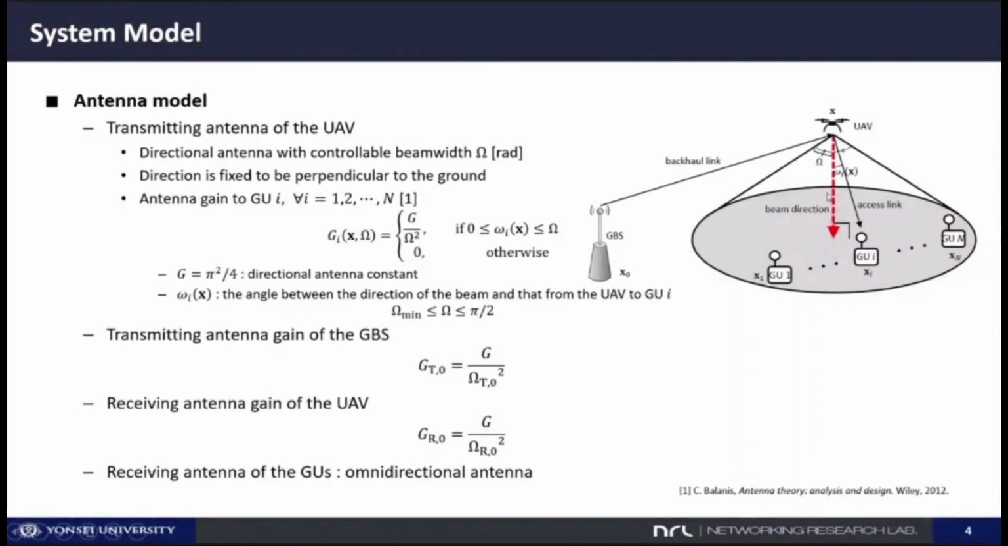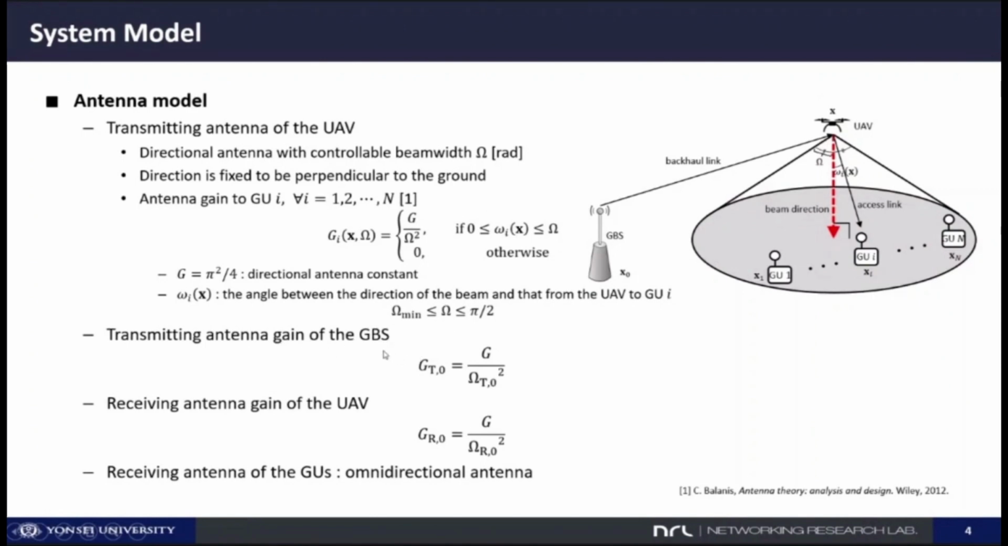is the beam direction, and we use the antenna model with the antenna gain has this formula, and this means that the antenna gain is proportional to the square of the beam width if the ground users are located inside the beam, and if a ground user is located outside of the beam, the antenna gain is just 0.